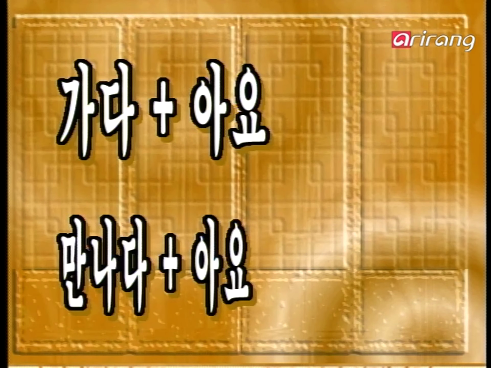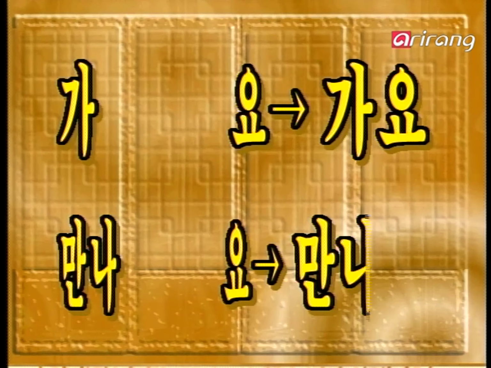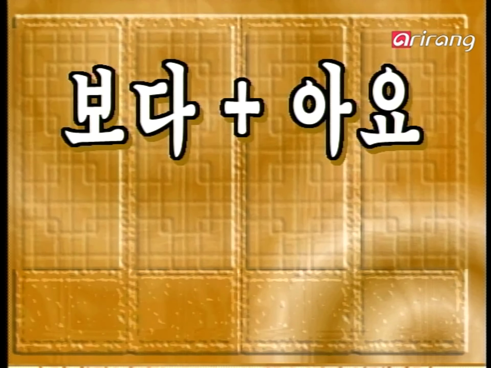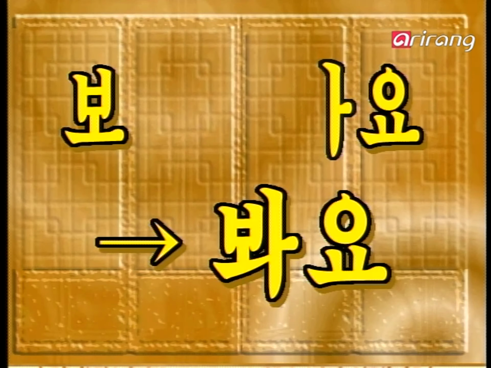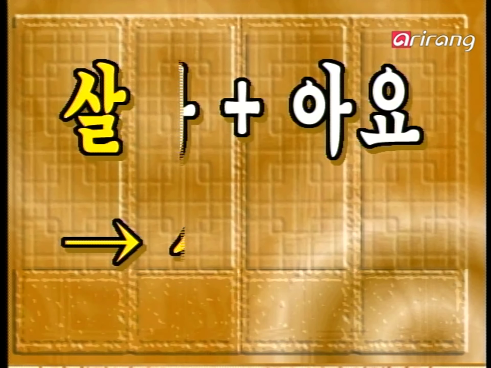First of all, when the final vowel sound in the verb stem is a, we don't say 가아요, but we omit the a to make it simply 가요. Because 가 and a use the same vowel, we can just say 가. In a similar way, 만나다 becomes 만나요. When the verb stem ends with the vowel sound o, we add the vowels together. So in this case, it's not 보아요, but the correct way to say it is 봐요. In the case of 살다, all we have to do is add 아요 to make it 살아요.